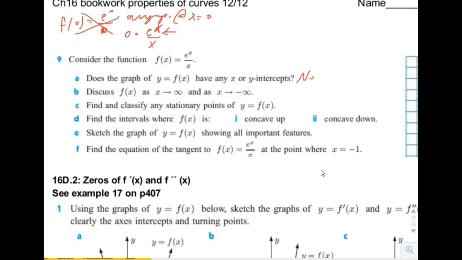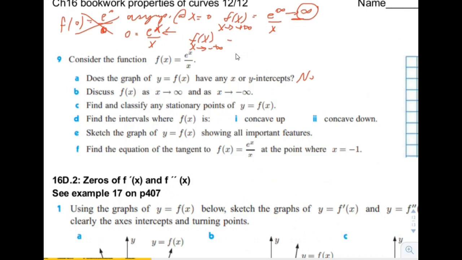Discuss f of x as x approaches infinity and as x approaches negative infinity. Okay, so let's see. As x approaches positive infinity, the top would be going to infinity at an exponential rate. The bottom would also be going to infinity, but less quickly because it's going at a linear rate. This is not something you really know how to do yet, but basically it's going to go to infinity.